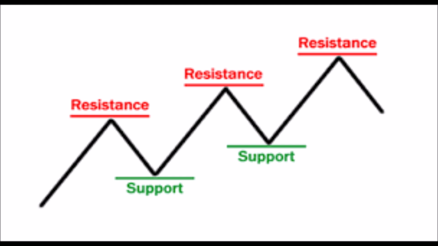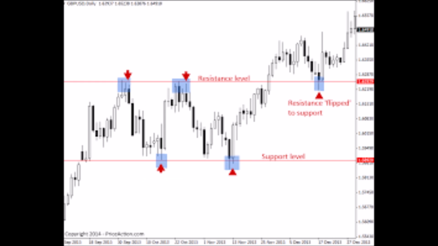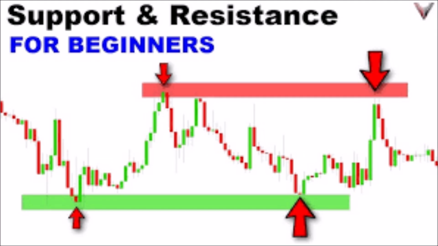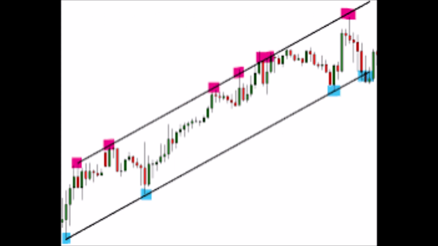Support is the price level where demand is strong enough to prevent further price drops, while resistance is the price level where selling pressure is strong enough to prevent further price increases. Identifying these levels helps traders anticipate potential reversals or continuation of trends.